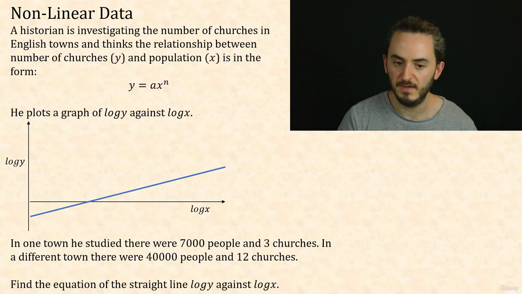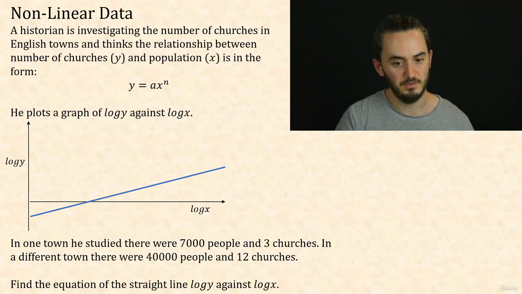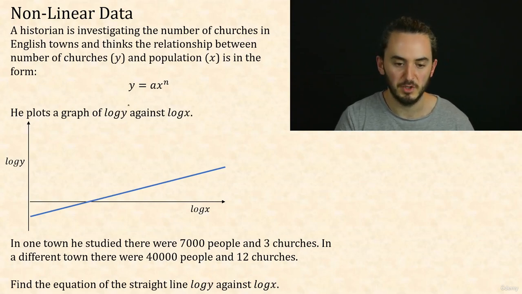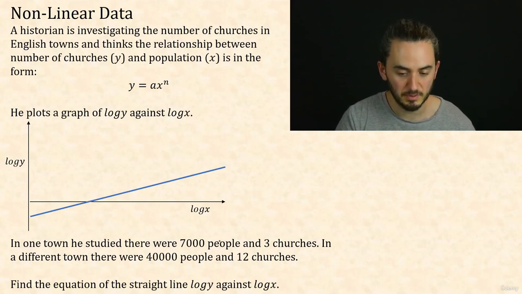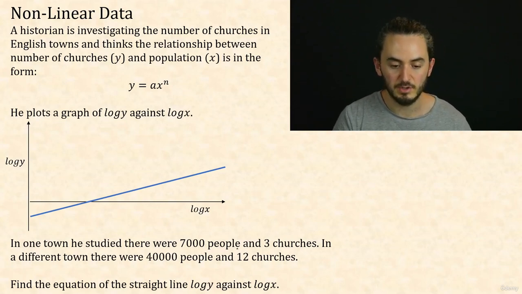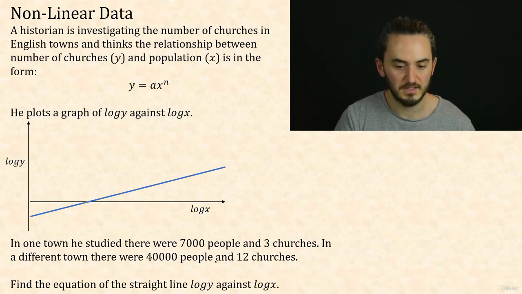A historian is investigating the number of churches in English towns and thinks the relationship between the number of churches y and the population x is in the form y equals a x to the n. That's a polynomial relationship. He plots a graph of log y against log x, and look, he's got a straight line. So that suggests that this was a sensible model. In one town he studied, there were 7,000 people and 3 churches. In a different town, there were 40,000 people and 12 churches. Find an equation of the straight line of log y against log x.